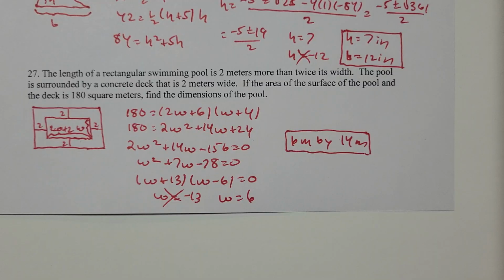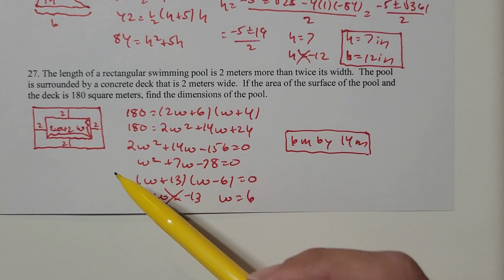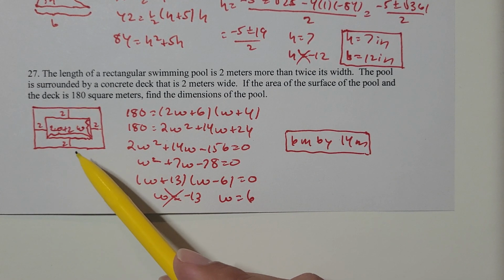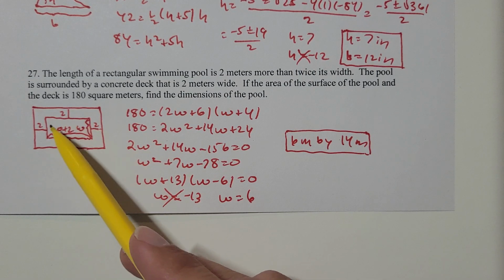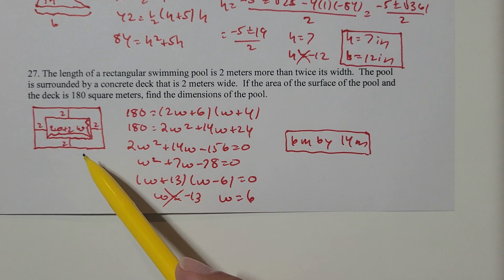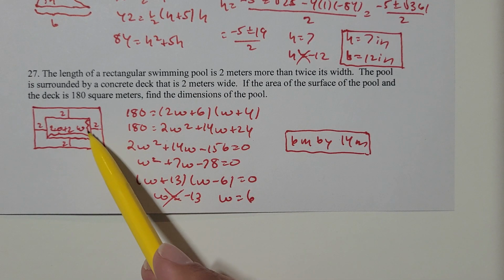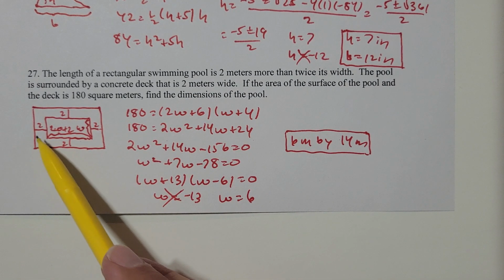Okay, let's try problem 27. So in problem 27, it says the length of a rectangular swimming pool is 2 meters more than twice its width. The pool is surrounded by a concrete deck that is 2 meters wide. If the area of the surface of the pool and the deck is 180 square meters, find the dimensions of the pool. Okay, so we got this rectangle and then this rectangular shaped pool. The deck is 2 meters wide in each of these directions here.